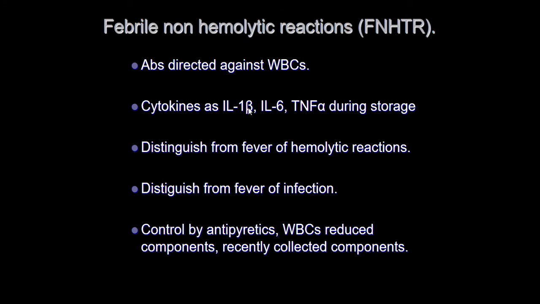And these cytokines are usually interleukin 1, you know them, the cytokines of inflammation, interleukin 1 beta or interleukin 6, tumor necrosis factor alpha, and sometimes they could be produced during storage, and so that's why stored blood has a limit in blood banks. It shouldn't exceed that, otherwise patients could develop febrile non-hemolytic types of reaction.